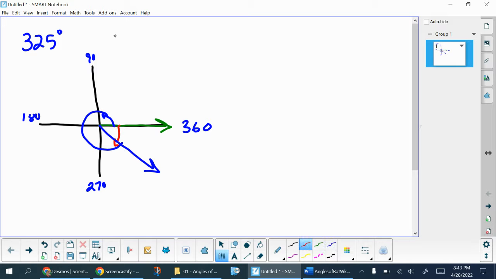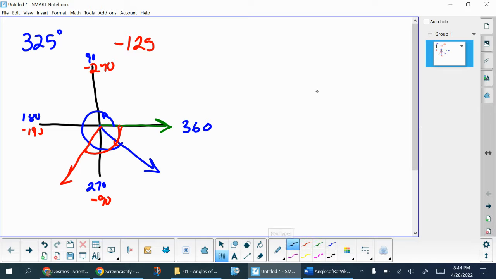If I have something like negative 125, now I'm going down from here. Going backwards, this would be negative 90, negative 180, negative 270. And so negative 125 would be somewhere in here. And so we have our different angles of rotation.